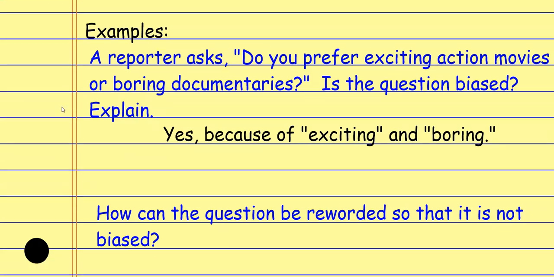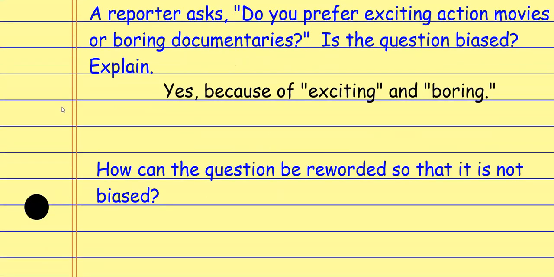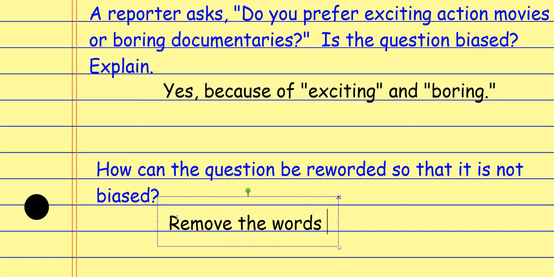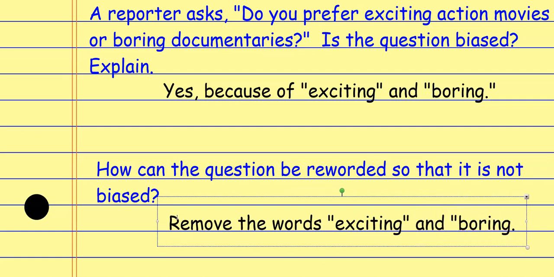And so the follow-up question here is, how can we change this question so that it's not biased at all? What we would do is maybe remove the words exciting and boring, because that's the thing that's making this question biased. If I read the question without those words, it would say, do you prefer action movies or documentaries? Now it's not biased because we're not making assumptions about action movies being exciting, and we're not making assumptions about documentaries being boring.